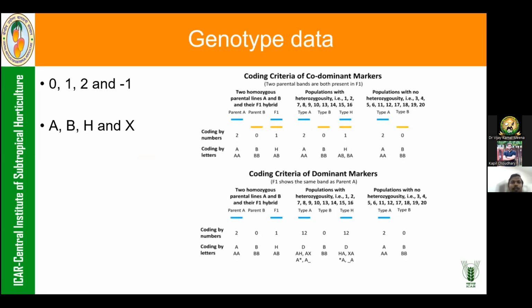So this is the notation for creating the genotyping file. You can go either by coding by number or coding by letter, but not mixed. When a codominant marker is considered, 2 is the high parent, 0 is the low parent, and F1 is considered as 1.